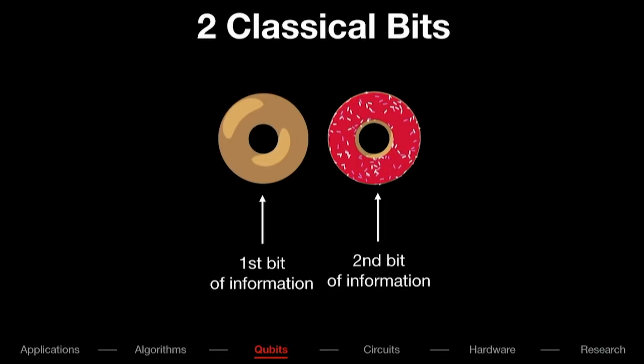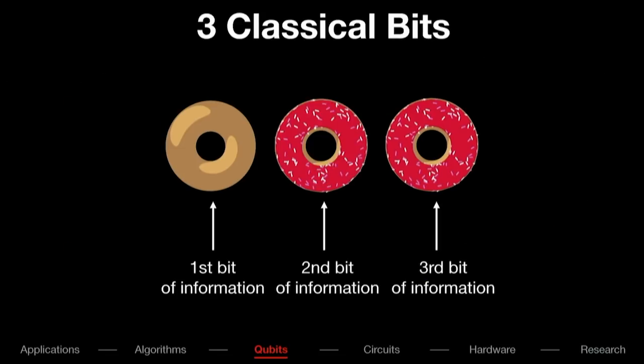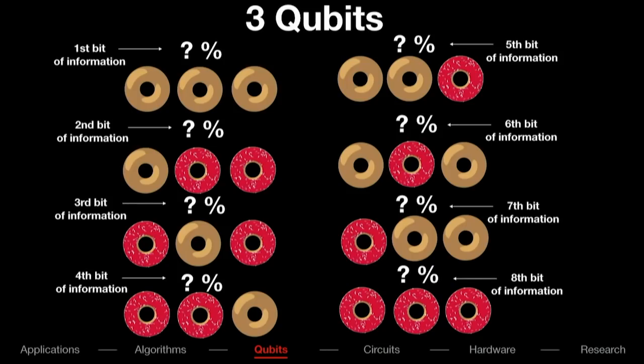So if I have two classical bits, obviously I get 2 bits of information. But if I have two quantum bits, in a sense, I get 4 bits of information to a certain precision, because those probabilities are extra bits of information. If I have 3 classical bits, I get 3 bits of information. But if I have 3 quantum bits, it can be in a superposition of all of those states, so we actually can get 8 bits of information.